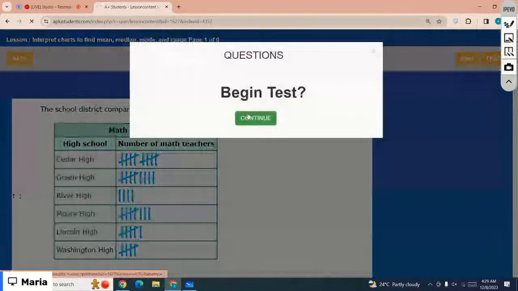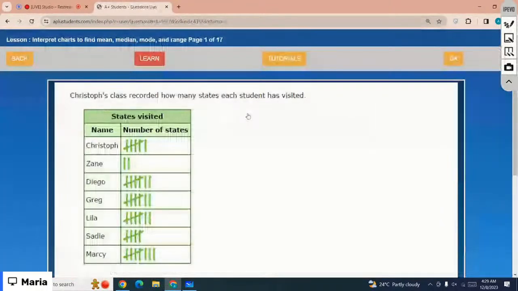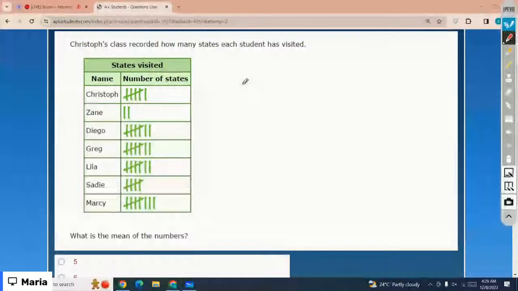Let's solve them. Okay, here is the one. Christoph's class recorded how many states each student has visited. These marks are known as tally marks. This complete group is 1, 2, 3, 4 and the line across makes 5. Whenever you find this, it is 5 plus 1, so there are 6 states.